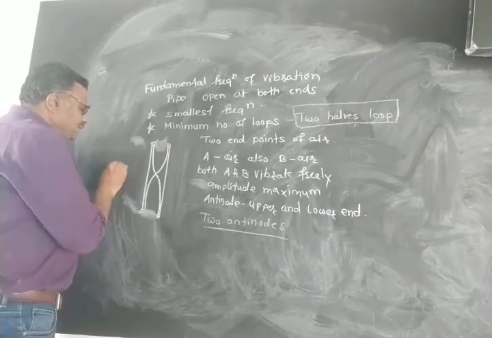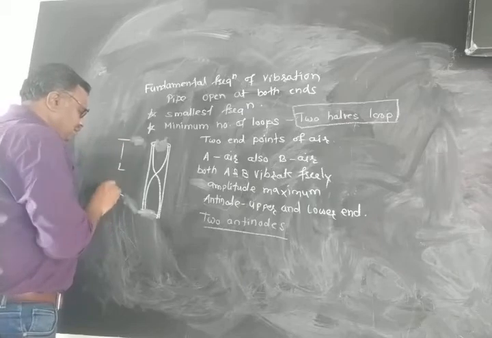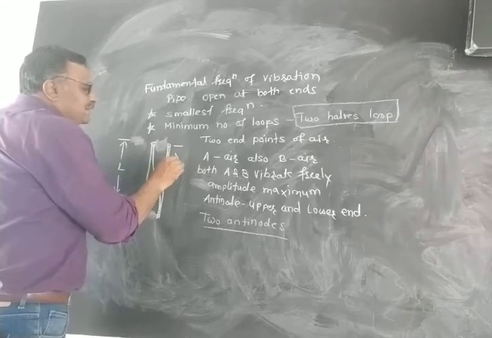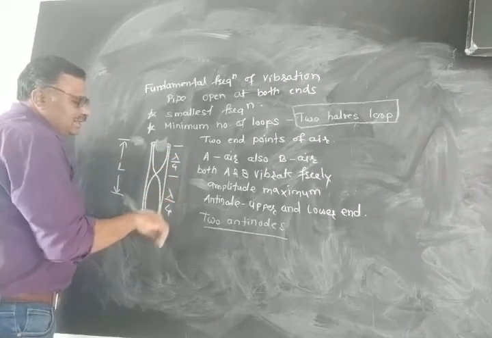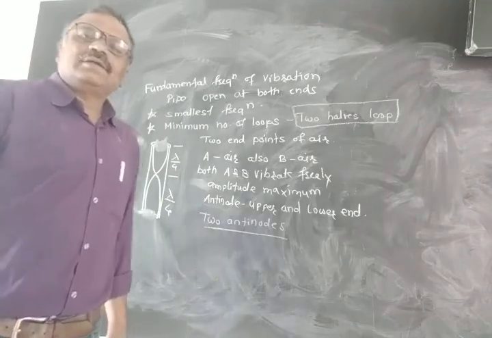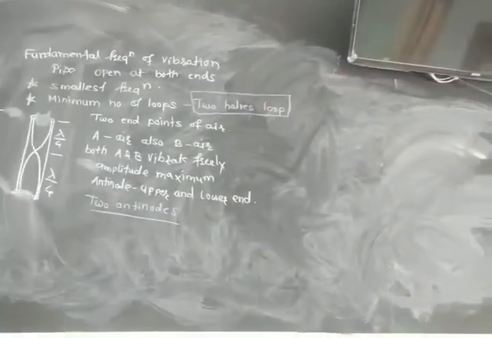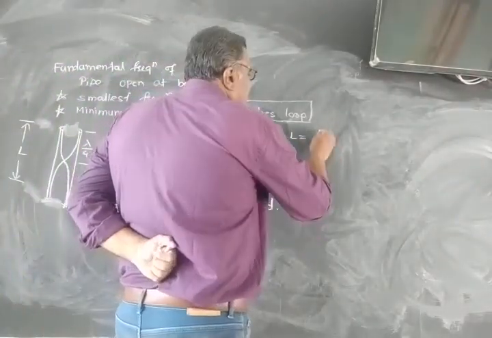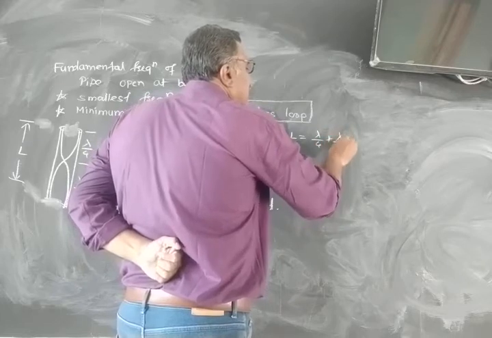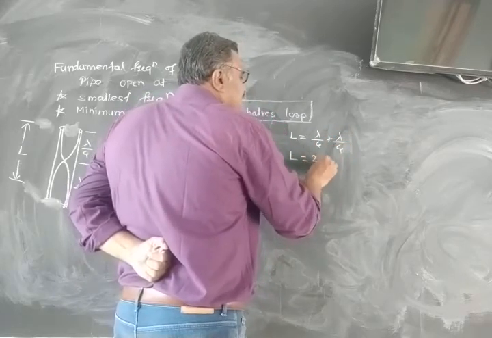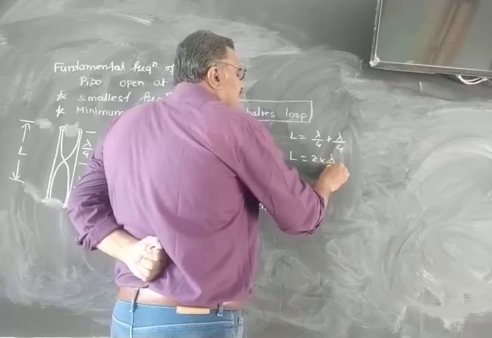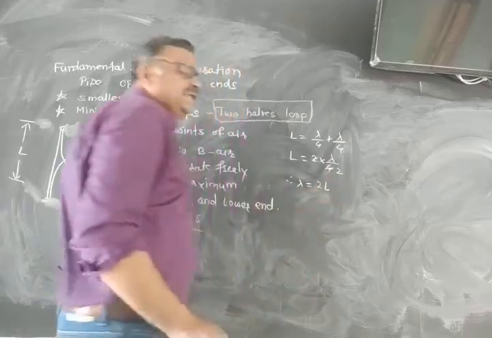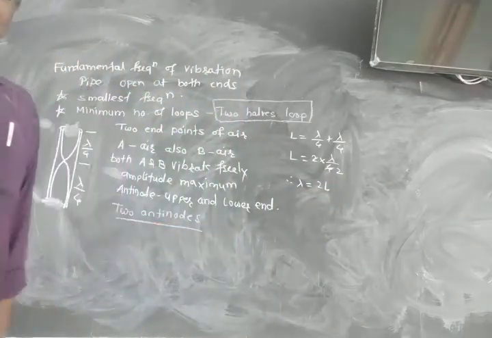Now suppose the length of the air column is denoted by L. Successive node and antinode are separated by distance lambda by 4, and therefore we can write the length of the air column is equal to lambda by 4 plus lambda by 4. That is, 2 into lambda by 4, and therefore we get lambda by 2. Hence lambda is equal to twice L.